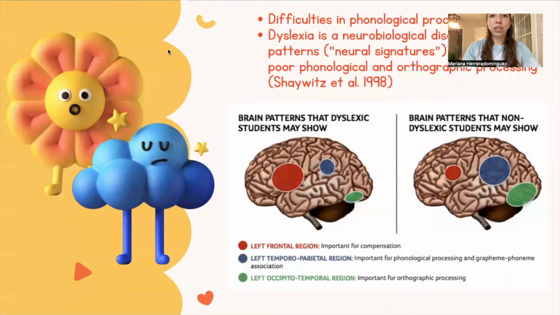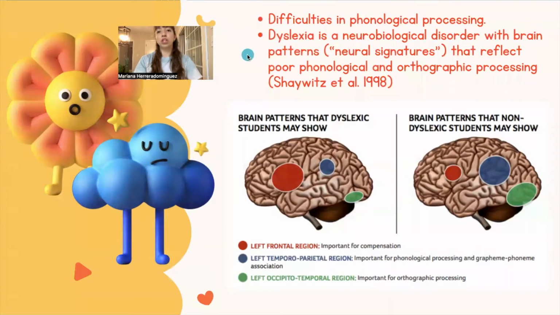So as I mentioned, it has to do with difficulties with phonological processing. And I really love this image because these are evidence-based practices in which we see the image of the brain patterns that dyslexic students may show and the brain patterns that non-dyslexic students may show as well. So I like that there's the word may because that's the complexity of dyslexia and everyone's brain is different, but usually these are the things that we will see.